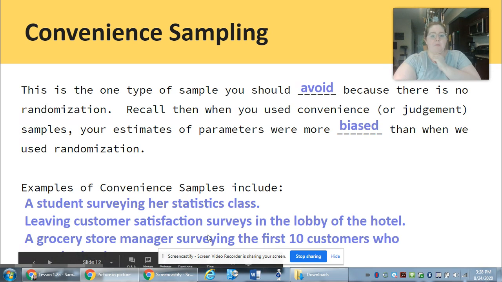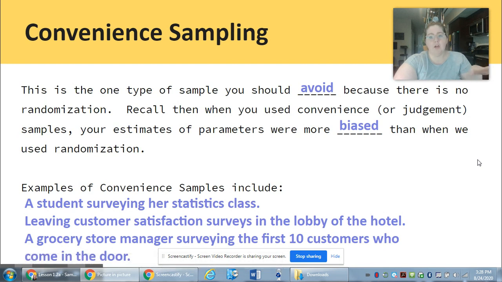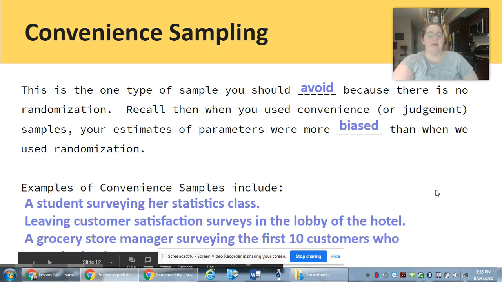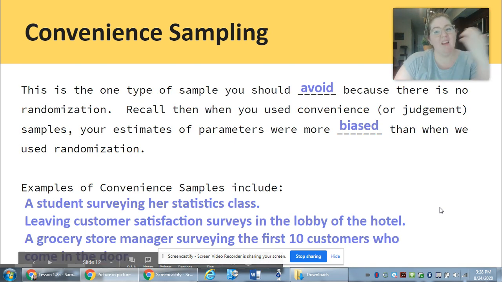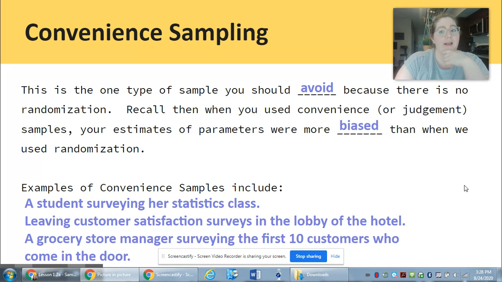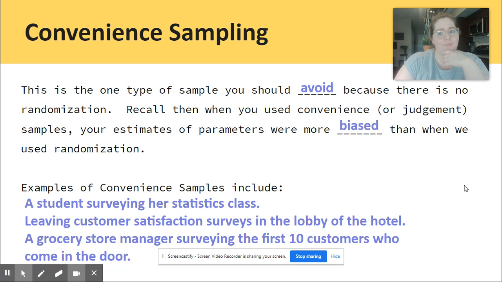And then the grocery store manager surveying the first 10 customers who come. So the first 10 in the door, that's all he does. That's not necessarily going to represent everybody. We're missing out on a whole lot of people, and there's no randomization at all. So convenience sampling is not a good way to take a sample. It's super easy, but it's not going to give us good data at all. And it's not really trustworthy data that we get because there's going to be bias. And we'll talk about bias more in another day.